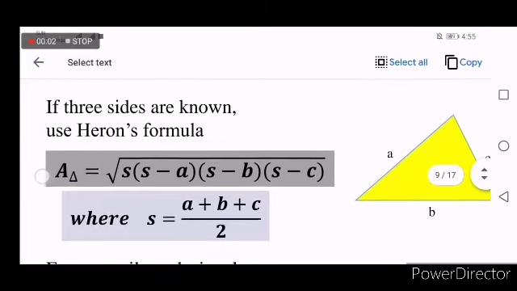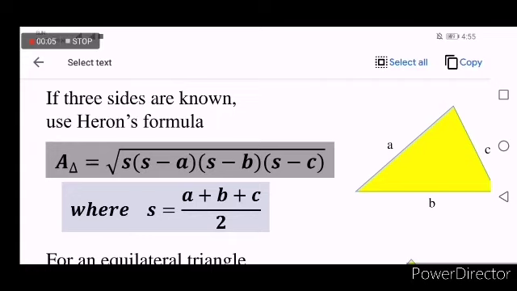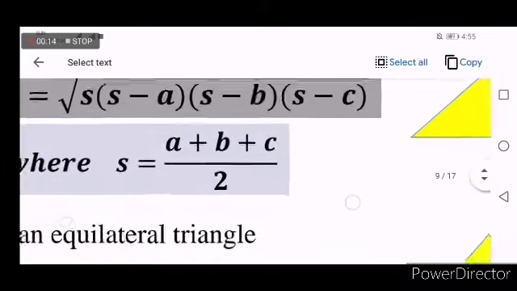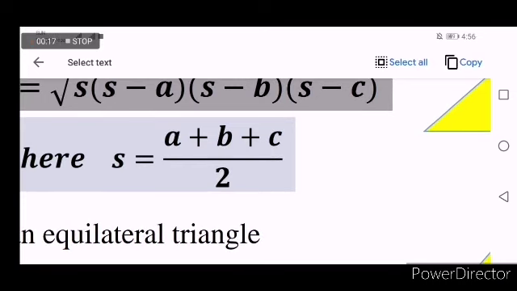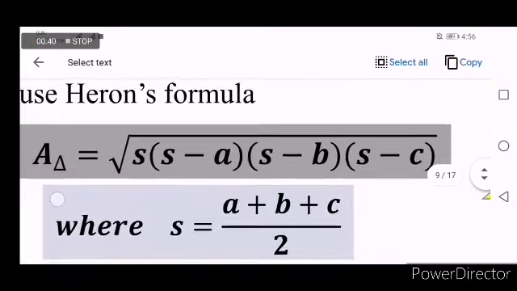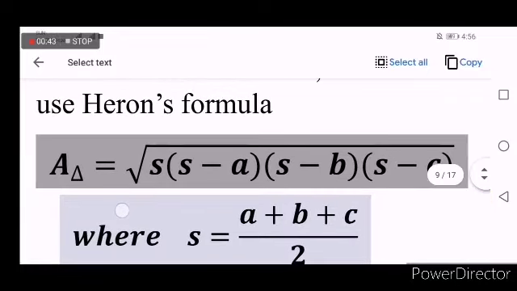The next formula is known as Heron's formula. Heron's formula is being used whenever three sides of any triangle are given. But first, you need to get the semi-perimeter, which is the S. Semi-perimeter is equal to A plus B plus C all over 2. Kaya nga semi-perimeter, it's half the perimeter. And we all know to get the perimeter of the triangle, we just need to add A, B, and C. So dividing this by 2 will give you the semi-perimeter of the triangle. And you will just substitute the value of the semi-perimeter in this formula.